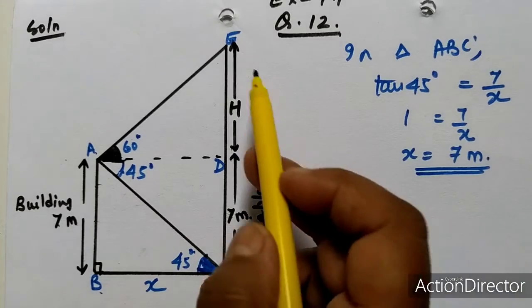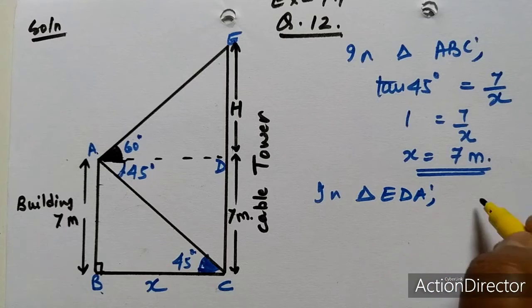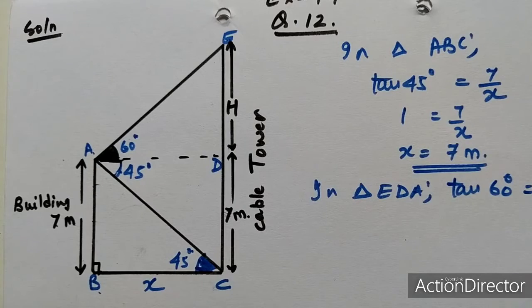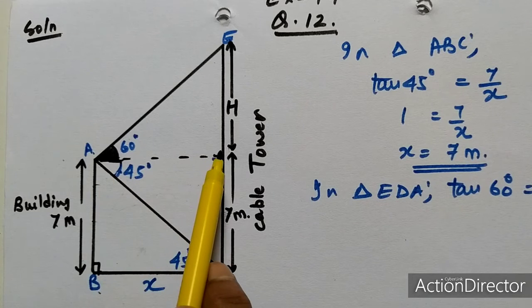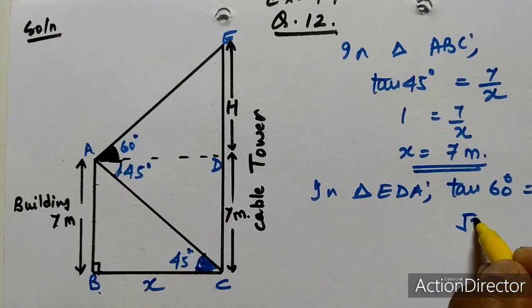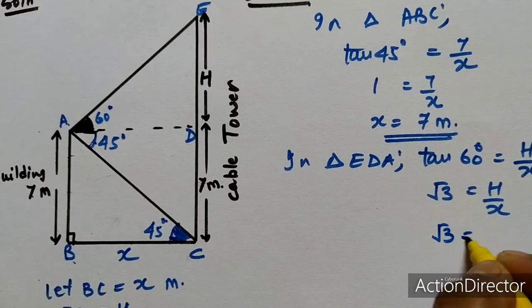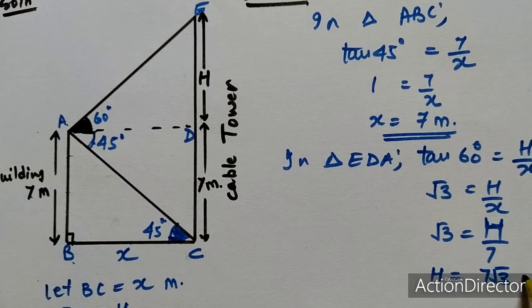Now in triangle EDA, take 60 degrees, so it will be tan 60 is equals to H upon X. Okay, for this triangle only I am taking this as height and this as base. So tan 60 value is √3 and H upon X as it is. But you know very well the value of X is already 7. So we have to substitute here as H upon 7. This is H. Okay. So the H is equals to 7 √3 meter.